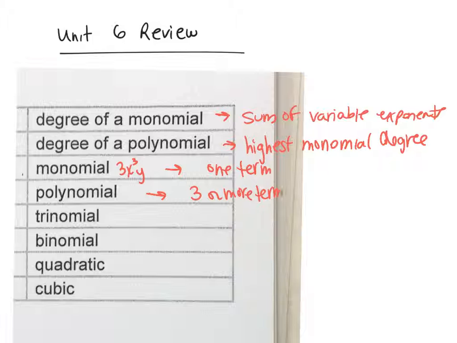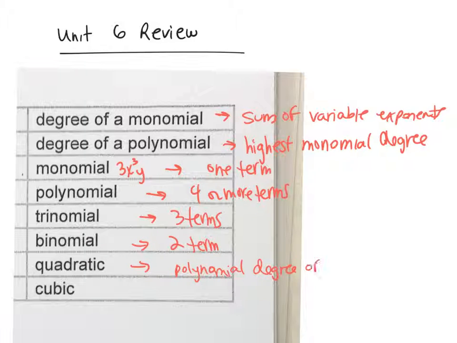I thought it was 4. It's 4 or more. Yeah, it's actually 4 or more. Yeah, it's more than 3 terms, but it's really 4 or more terms. Trinomial is 3 terms. Binomial is 2 terms. Quadratic is a polynomial that has a degree of 2. Cubic is a polynomial with a degree of 3.